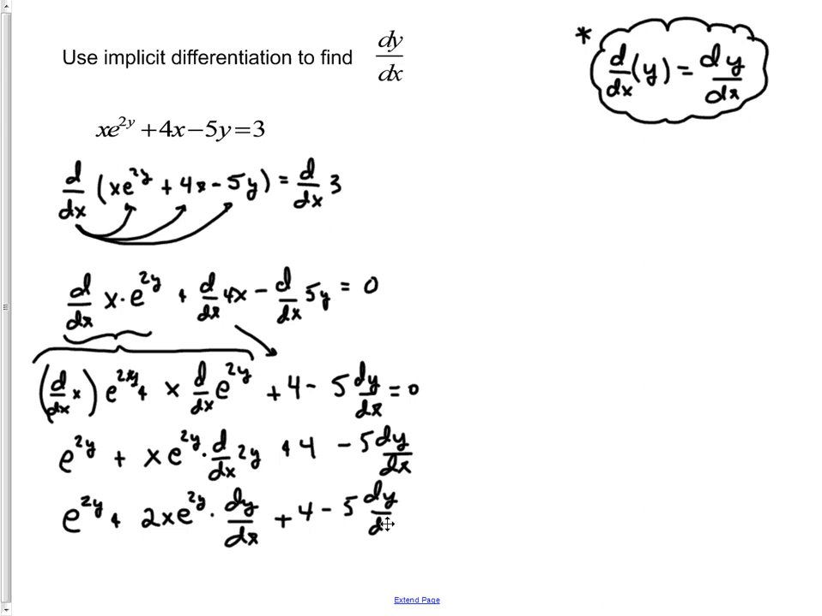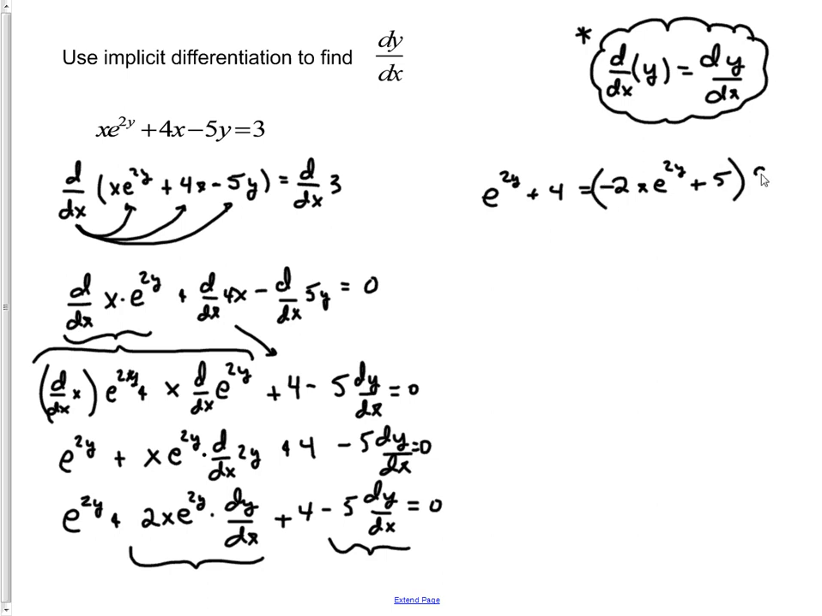Now our next job is to isolate all of the terms that have dy/dx on one side, and all of the terms that do not have dy/dx on the other. So I'm going to move these two terms by addition and subtraction to the other side of the equation so that I have e to the 2y plus 4 equal to 2x times e to the 2y minus 2x e to the 2y plus 5, and that's times dy/dx.